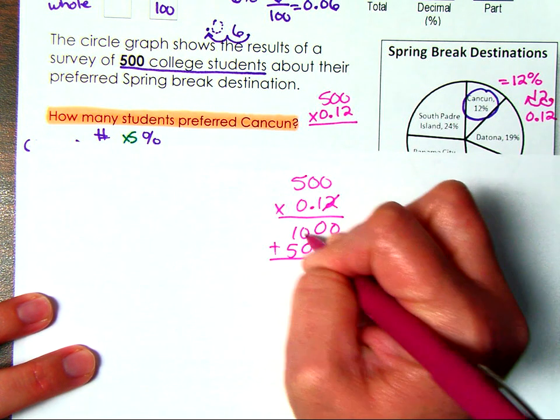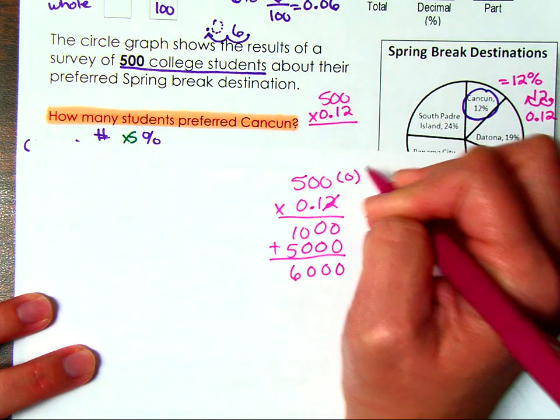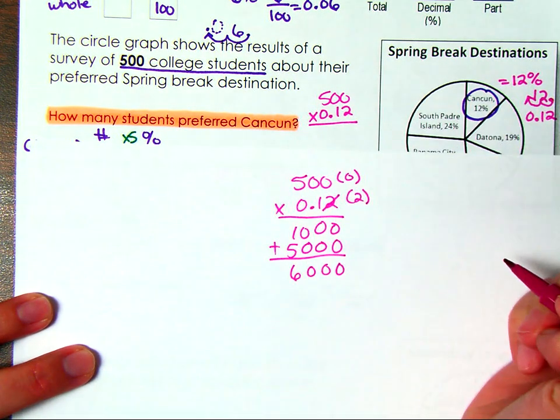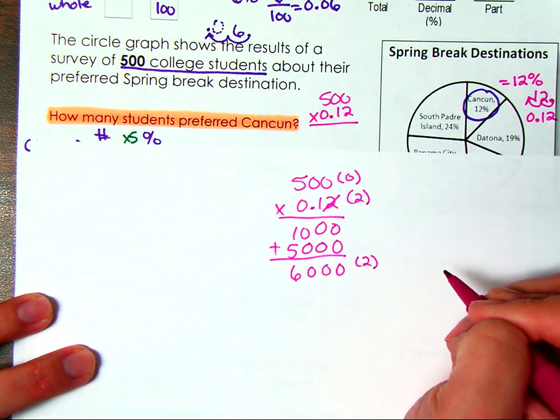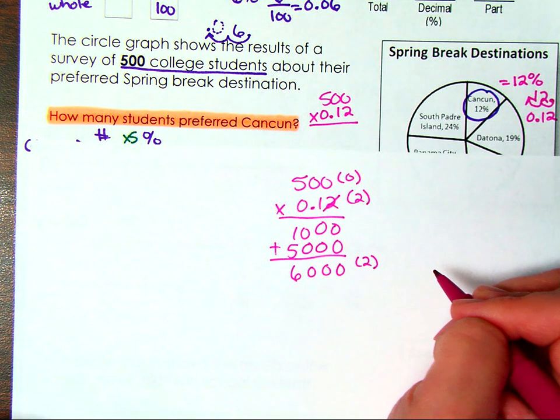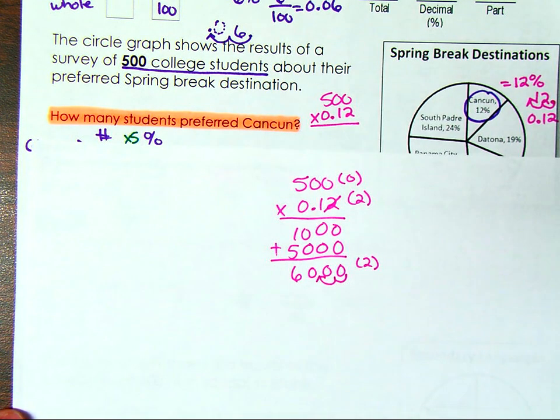So that's 0, 0, 0, 6. There are no numbers after the decimal in one factor and 2 numbers after the decimal in the other, so 0 plus 2 is 2. That means I need 2 numbers total after the decimal in my final answer. And we get 60 again.